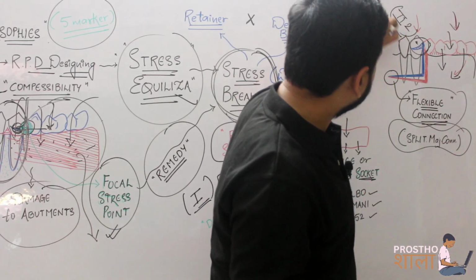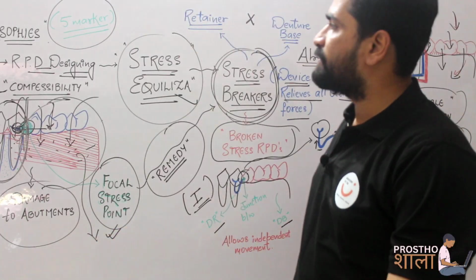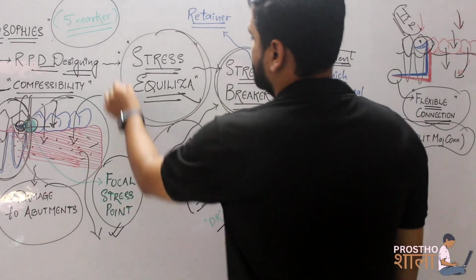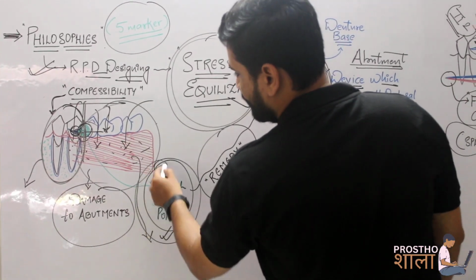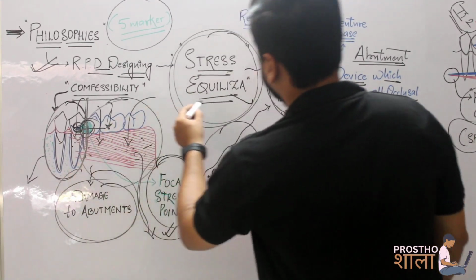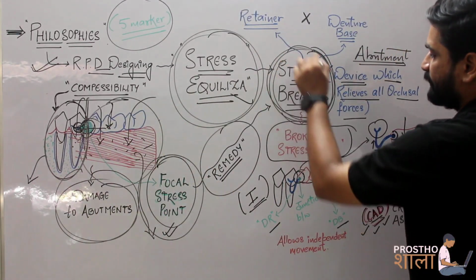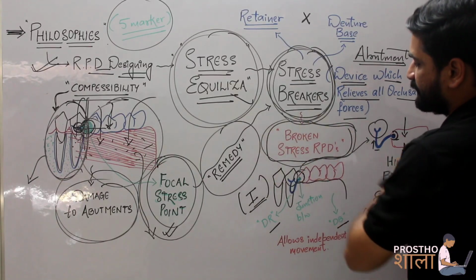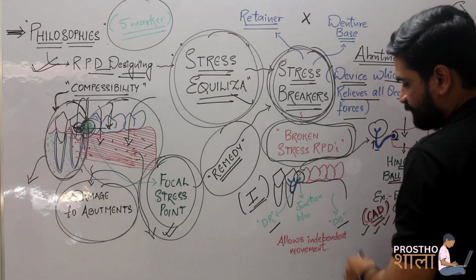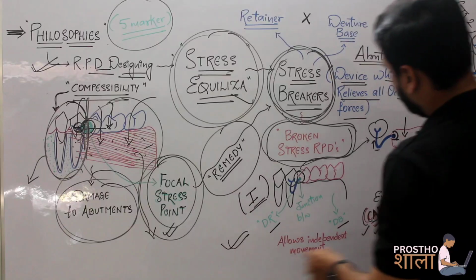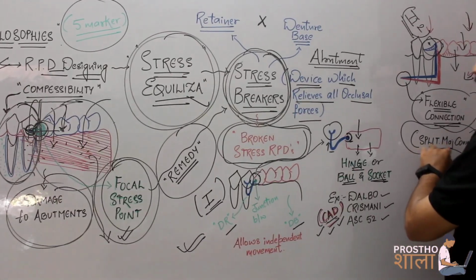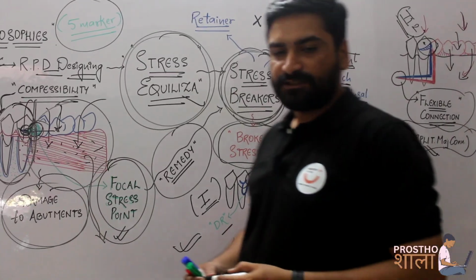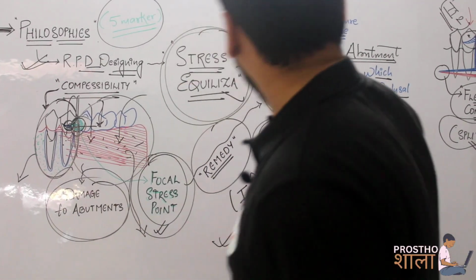So this was your type 2 stress breaker. So again, RPD designing, stress equalization theory, stress concentration, the focal stress area causing damage to the abutments. The remedy is stress breakers which can break the stress, so they are called broken stress RPD. Type 1 stress breaker, which is a ball and socket or a hinge joint. Type 2 is a flexible connection which is called a split major connector.